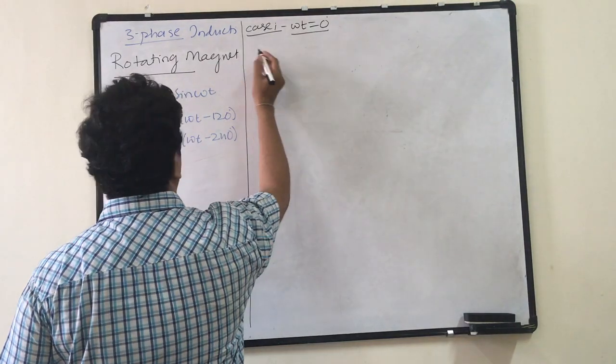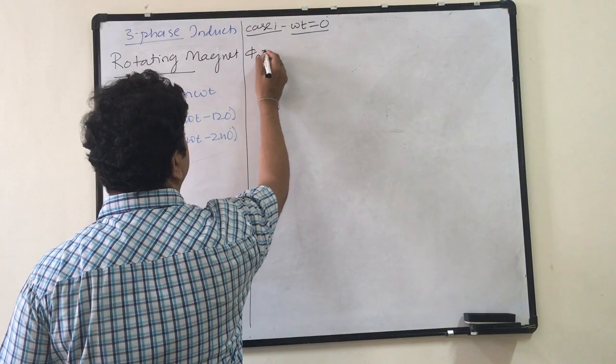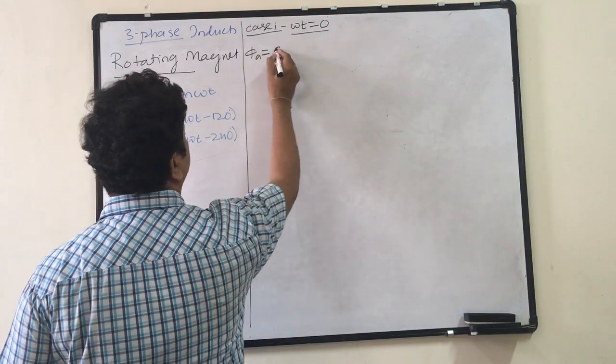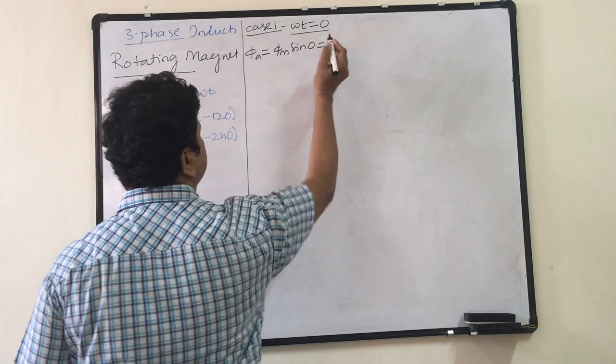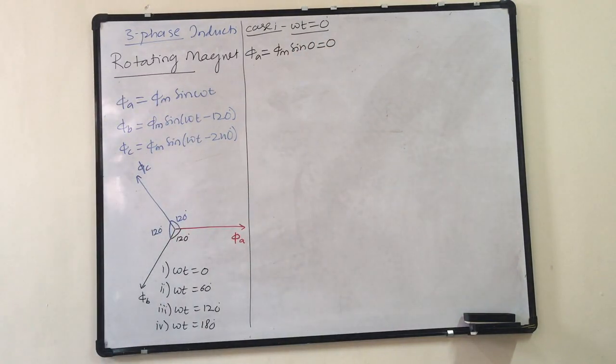Omega t equals 0, I will get phi a equals phi m sin 0, which is equal to 0. So my A phase flux is 0 at omega t equals 0.